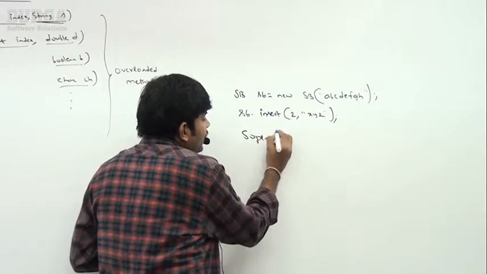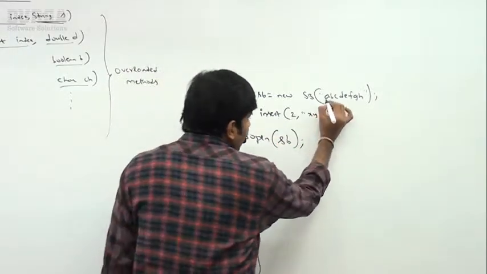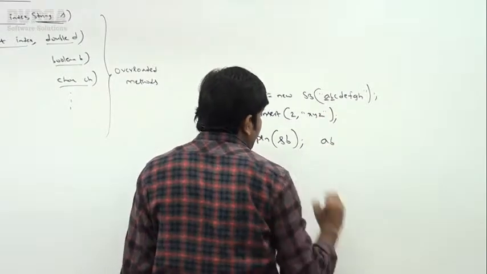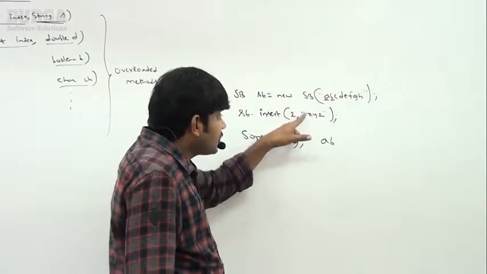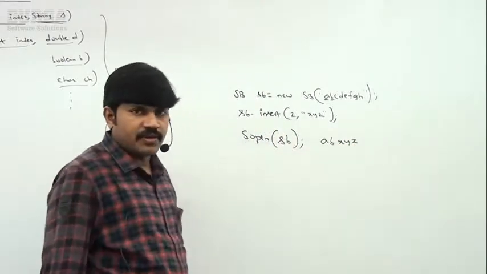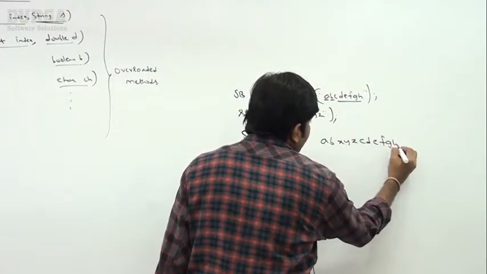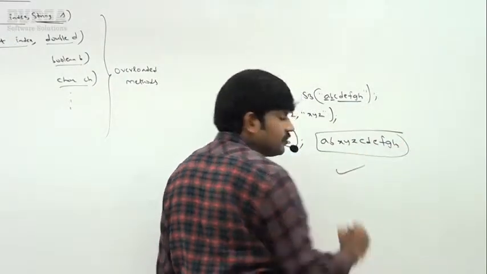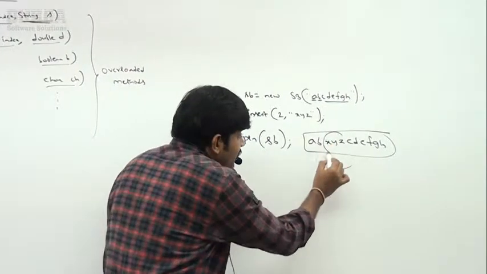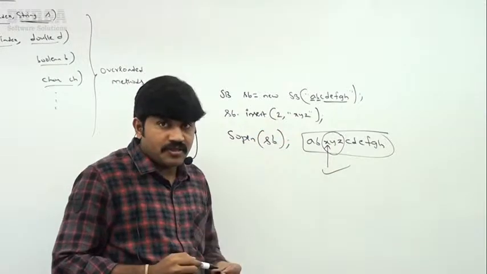If I print SOP of SB, what is the answer? So at 0 and 1 index, A B. Then from the second index, X, Y, Z, and then the remaining C, D, E, F, G, H. This is the output, sir. Observe that, so where is X, Y, Z added, sir? At the second index position, like this, right?